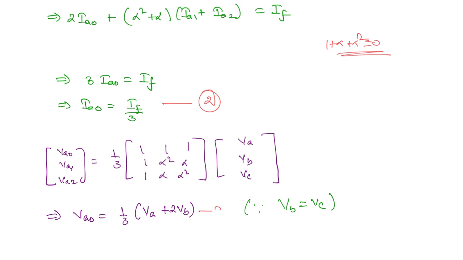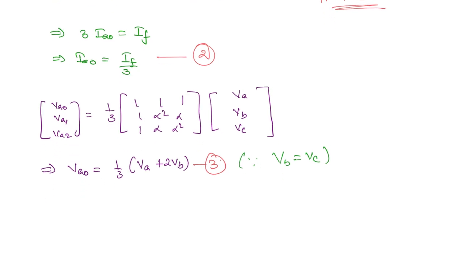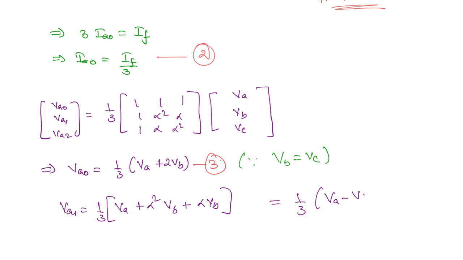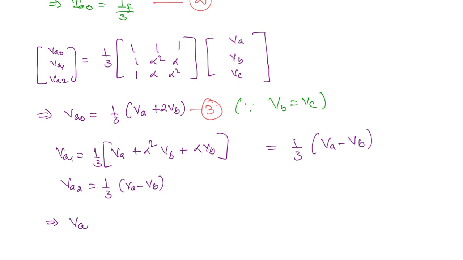Now this is the third relation. And what about VA1 and VA2? VA1 you can write as 1 by 3 (VA plus alpha square VB plus alpha VB), right? So here you are going to get 1 by 3 (VA minus VB). Similarly, VA2 also you are going to get 1 by 3 (VA minus VB). So this implies that VA1 is equal to VA2, which is equal to 1 by 3 (VA minus VB). So now this equation is equation 4.